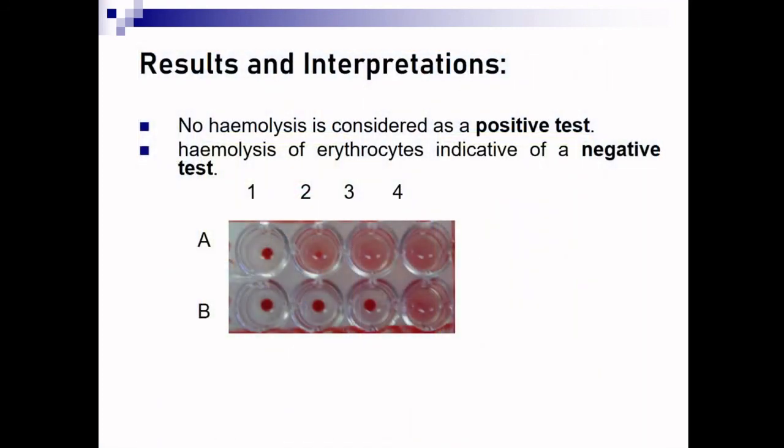What is important is the interpretation, and this is how you get to see it in the laboratory. When RBCs settle at the bottom, you get a red button-like appearance at the bottom of each well. And so we say there is no hemolysis. No hemolysis is interpreted as a positive test. Hemolysis, as you can see in samples 4A and 4B, is interpreted as a negative test.